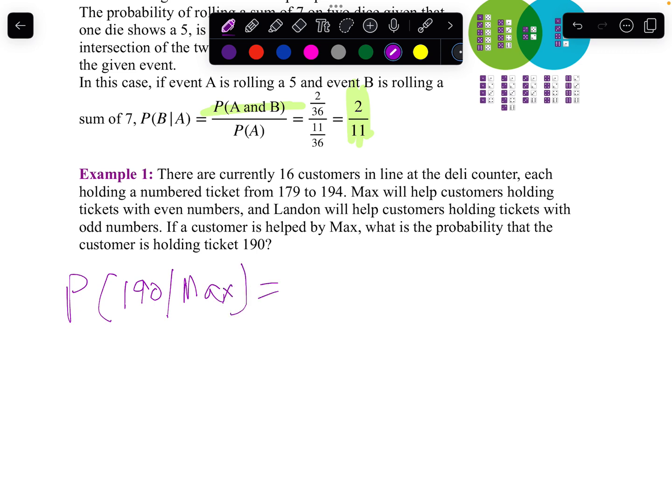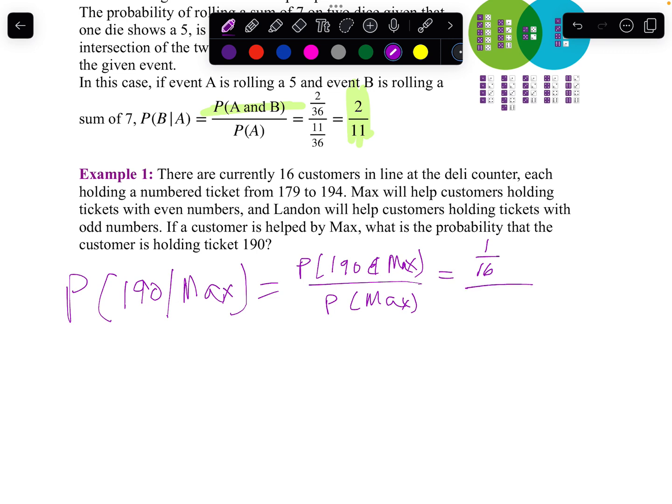Well, there's only one ticket of 190, isn't there? So the probability of 190 and Max, divided by the probability that you were helped by Max. That's what we're looking at. Like I said, there's only one ticket with 190, and you've been helped by Max because Max helps even customers, so that would be 1 out of 16.